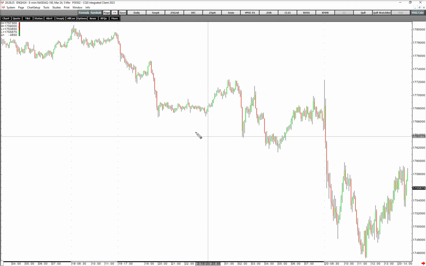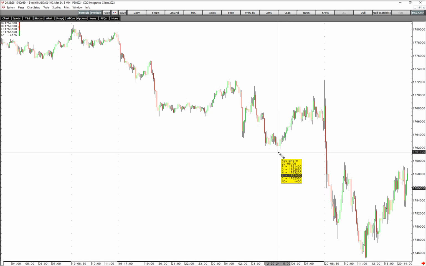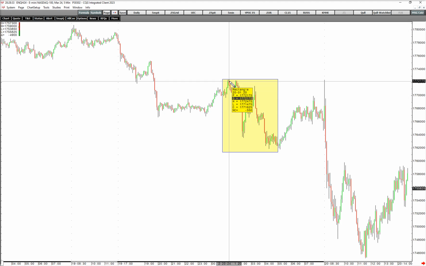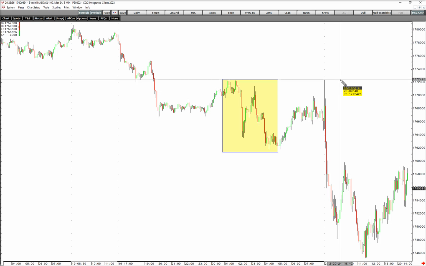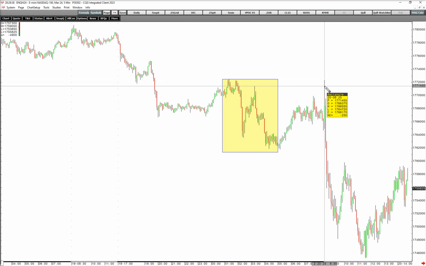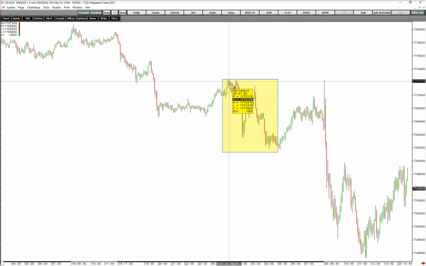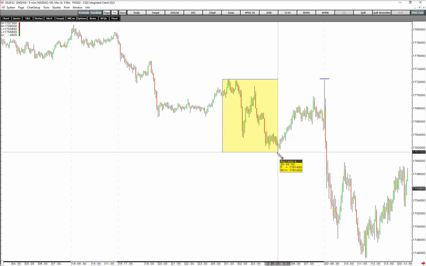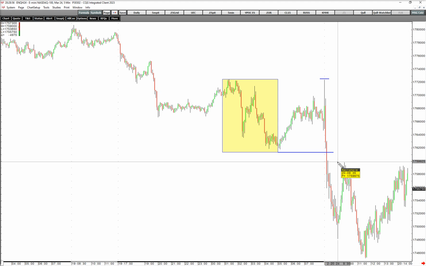For the US opens, you mark off Europe's range. Europe's range was 614 to 721. So you can see that we tested up and we got up to 724. And sorry, the high of Europe's range was 724.75. So we did not take out the high of Europe's range. We got up there close to 3 ticks and failed. And then we did take out the low of Europe's range, which was 17,614.